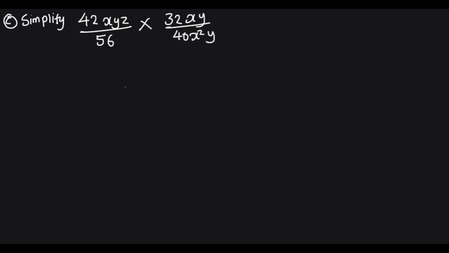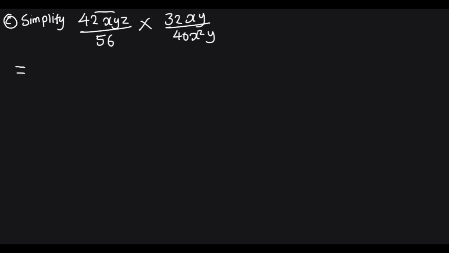Okay, so now we move on to question C. Simplify 42xyz divided by 56 times 32xy divided by 40x²y. There are so many ways in which you can simplify a question like this. So let's see what we can do.